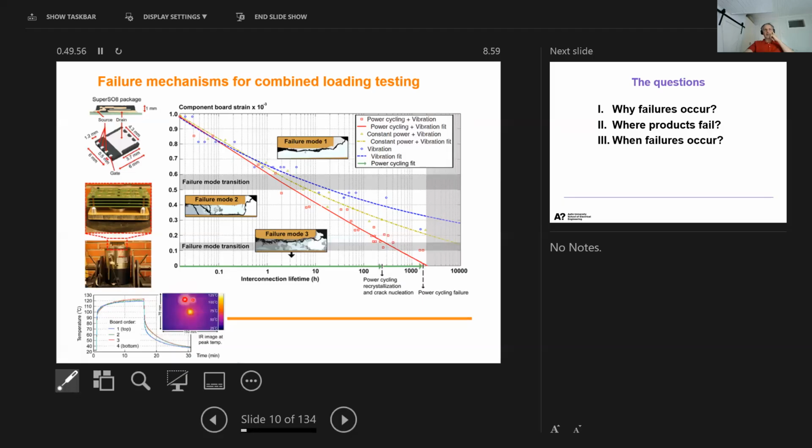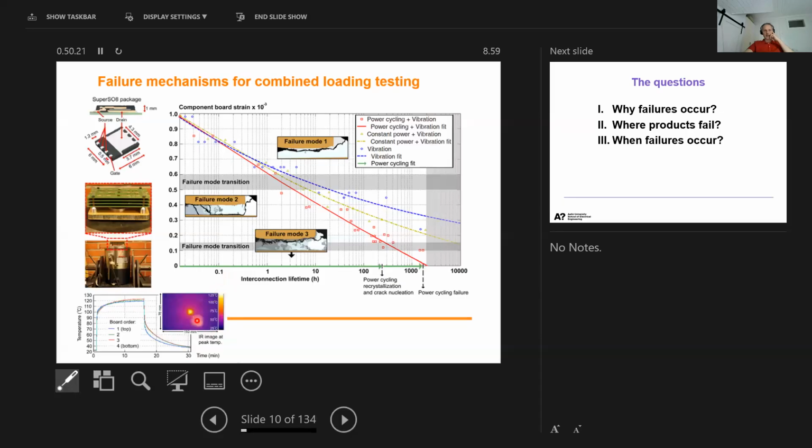Here we have the thermal camera image from the top. The maximum temperature is close to 125 degrees centigrade. And then we let it cool down for 15 minutes. So one cycle equals half an hour.